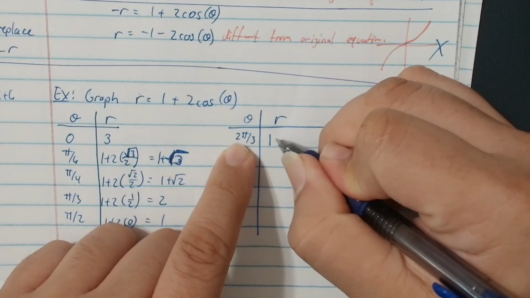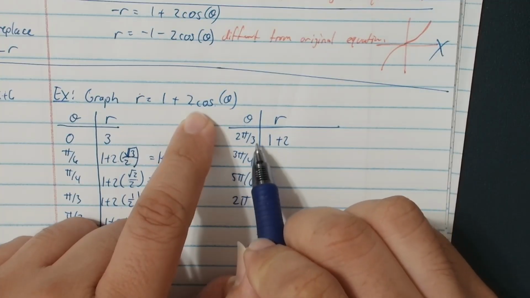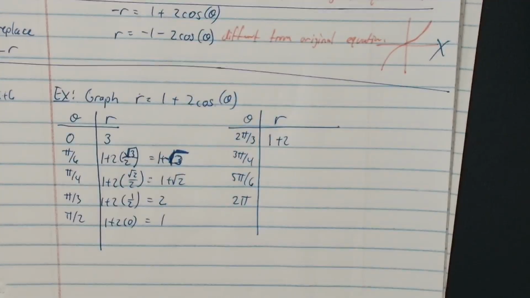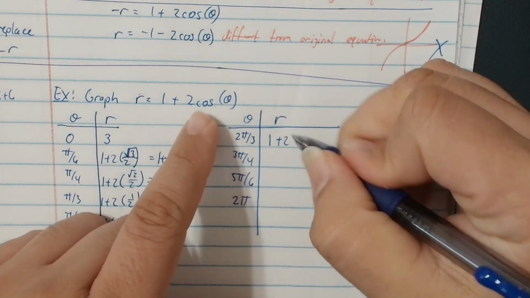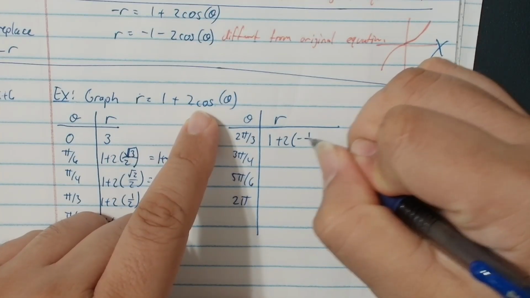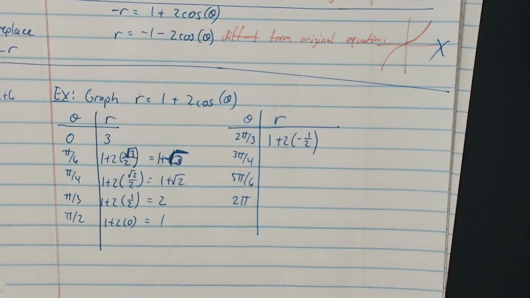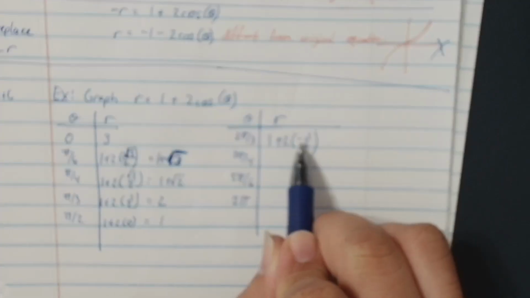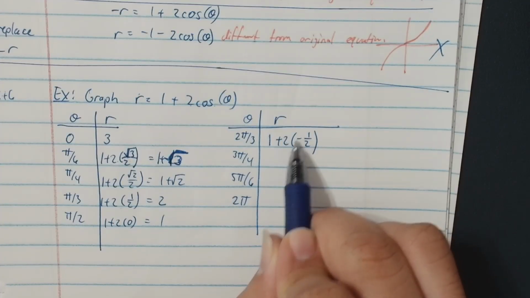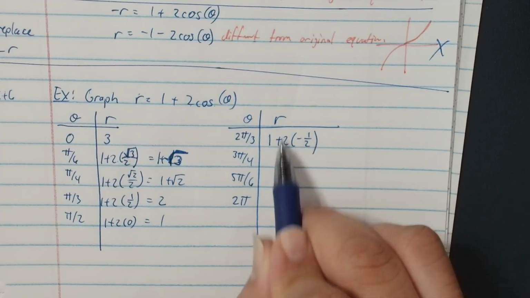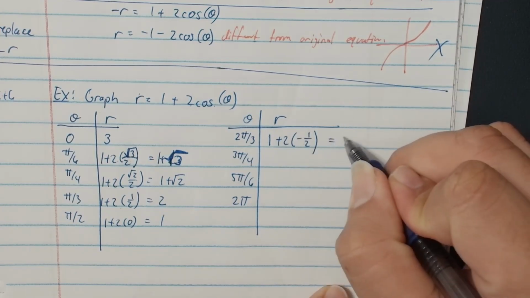All right, so this is going to be 1 plus 2 times the cosine of 2 pi thirds, that's going to be negative half. And so here, half of 2 is 1, but there's a negative there. So this is 1 plus negative 1. 1 minus 1, that's 0.